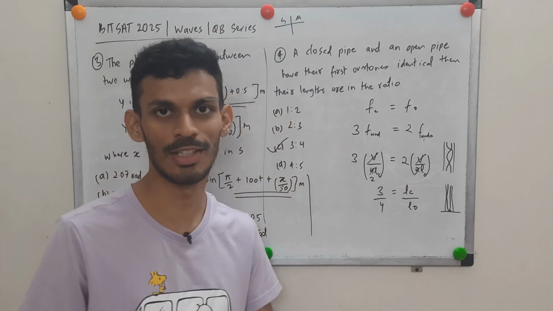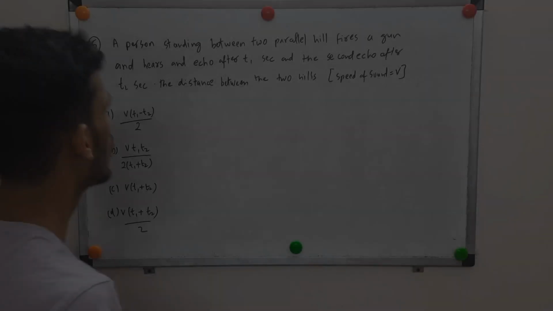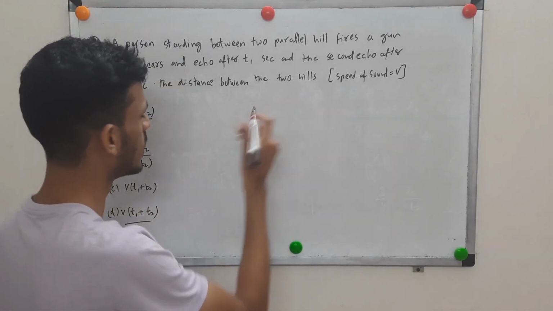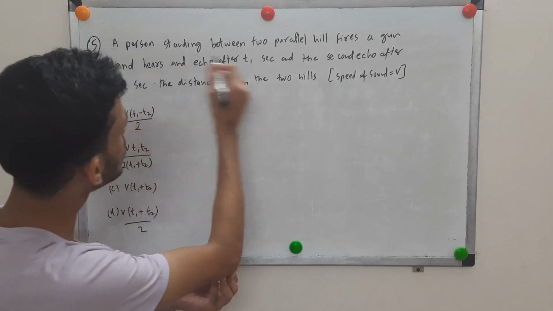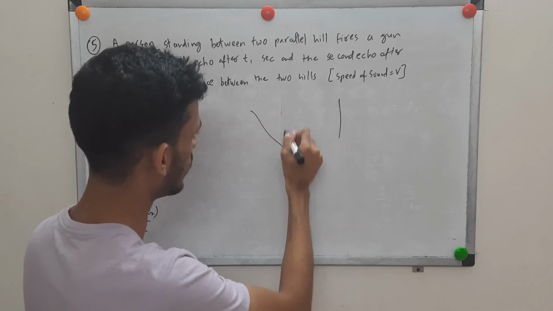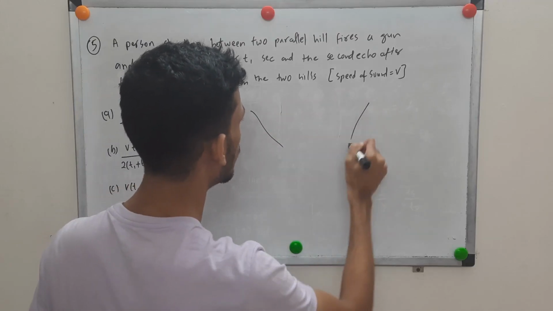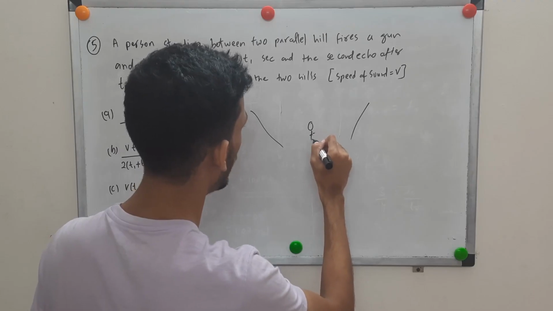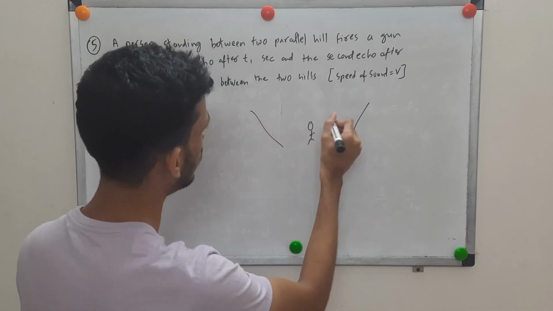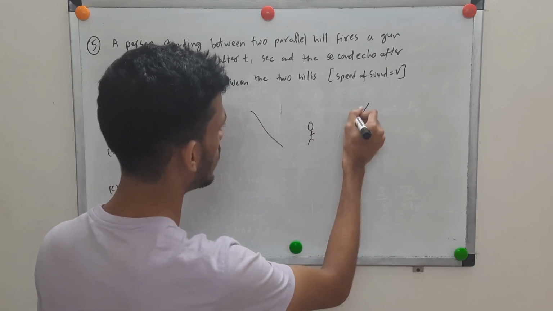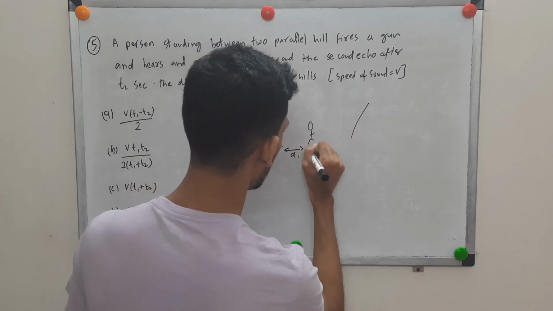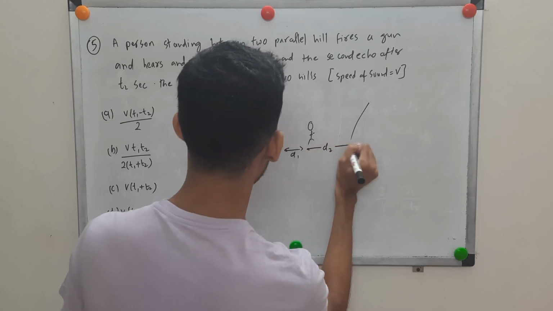So over to the next question. Question 5, this you can do with a little bit of logic. No physics required over here. If you see, the person is standing between 2 parallel hills, not so parallel. So let's draw some hills. This person will fire a bullet. He hears an echo after t1 seconds. Suppose the distance is d1 from this hill and d2 from the other.